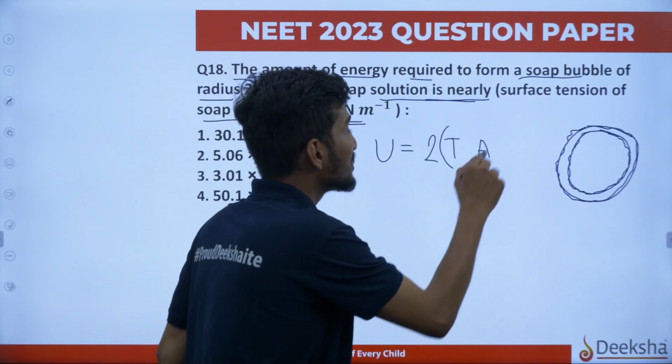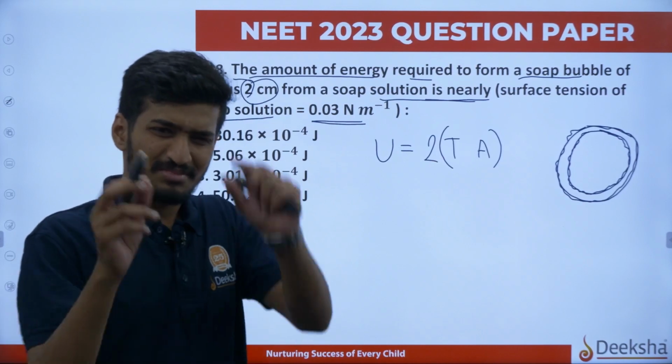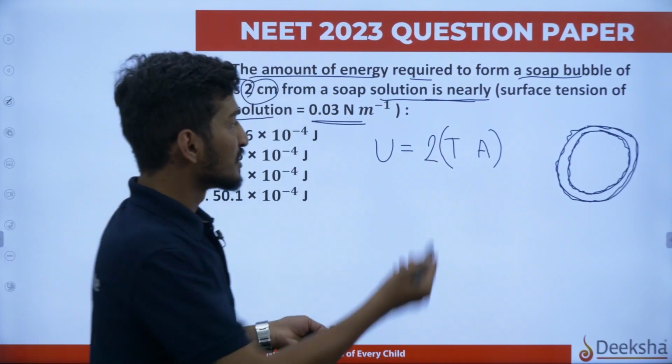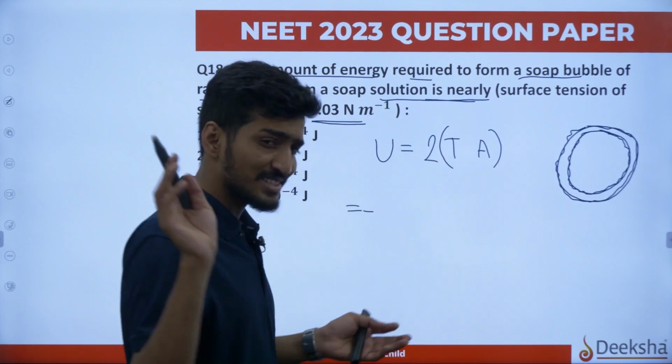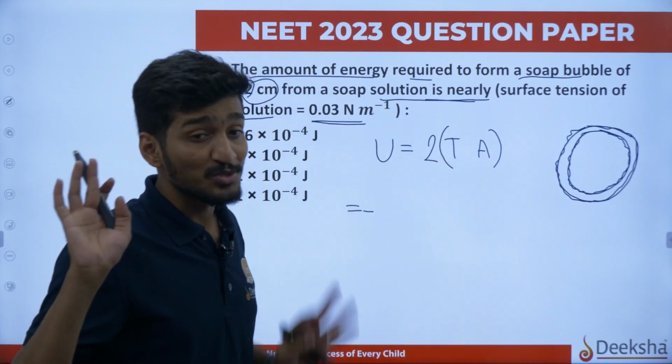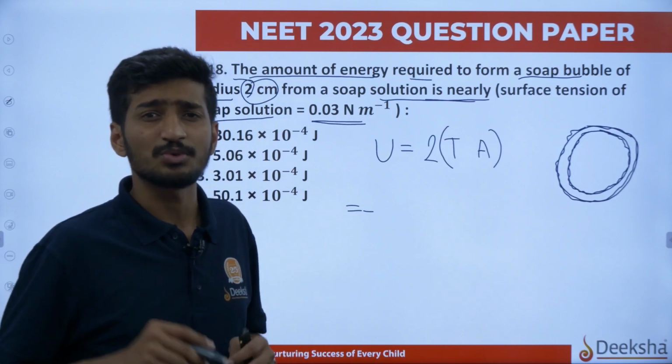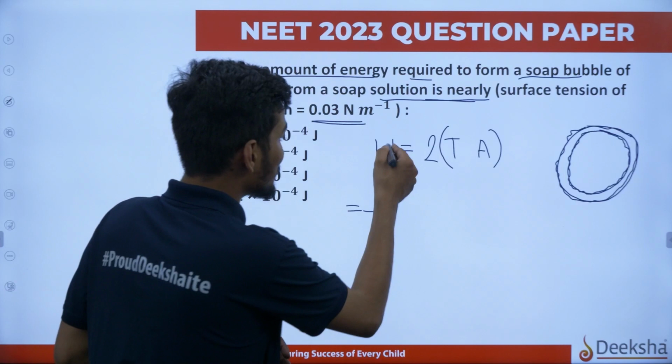So 2 times T into A, because the area becomes twice. It's a very thin bubble. Inside and outside the bubble have the same area. So I can just say 2TA, and that's the logic of why there is a 2 in this formula. Some of you might be remembering the formula, but you might have been confused. Why is there a 2? Why is there a 4? That's the answer.